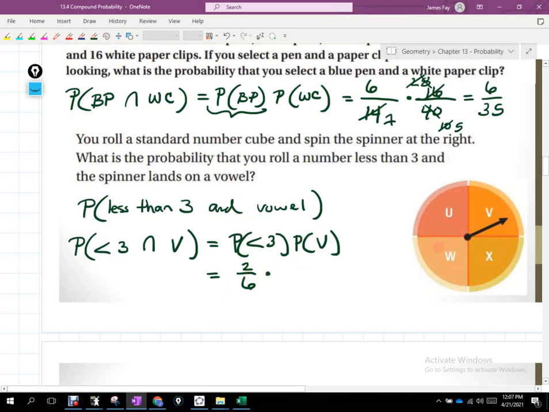How many of these letters over here are vowels? 1. So we get 1/4. So we get 1/3 times 1/4, which ends up being 1/12. So the argument then is if I do this 12 times, only one of those 12 times will I get a number that is less than 3, and I land on the U. Does that make sense?